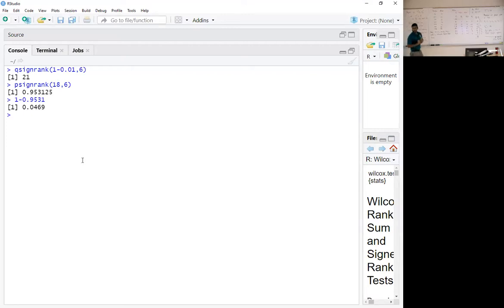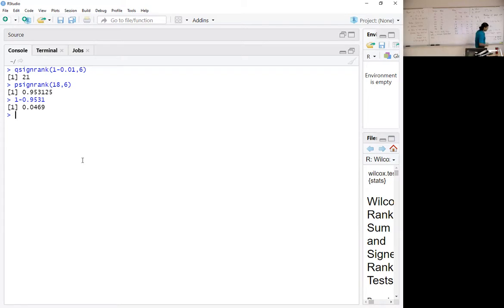The p-value is always the area below because you had to do 1 minus. What R gives you will always be below. But in this problem, it's the area above the test statistic, so we've got to take a complement.